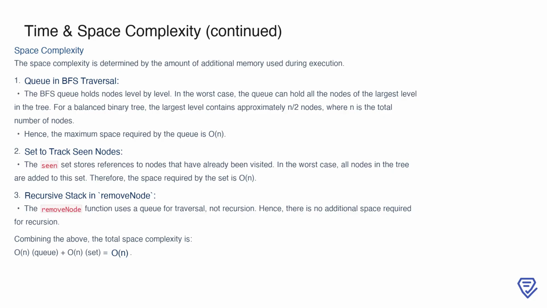Finally, because the remove node function uses a queue for its traversal rather than recursion, there is no additional memory required for a recursive call stack. When we account for both the BFS queue and the scene set, the total space complexity sums up to O(n) plus O(n), which simplifies to O(n).